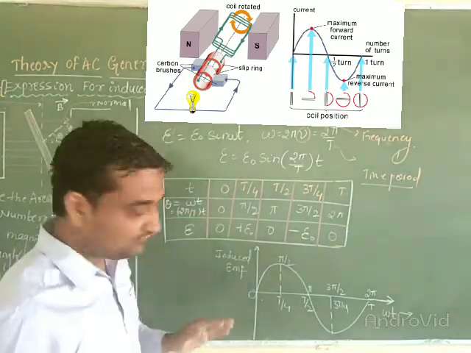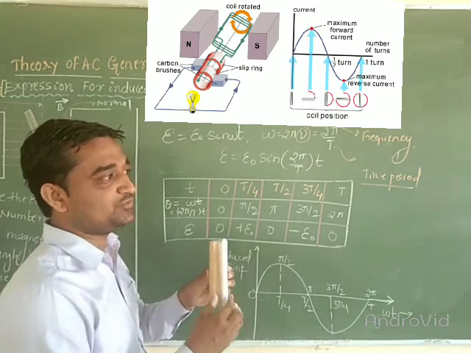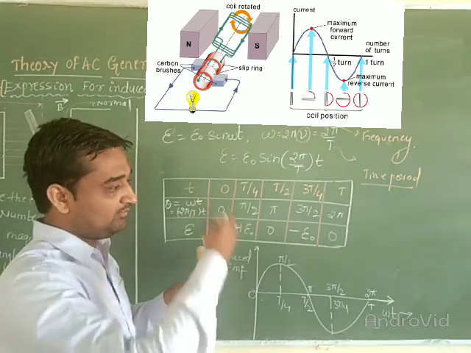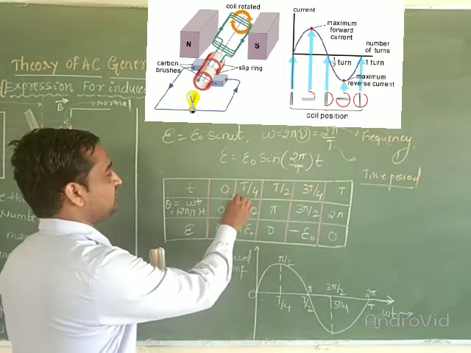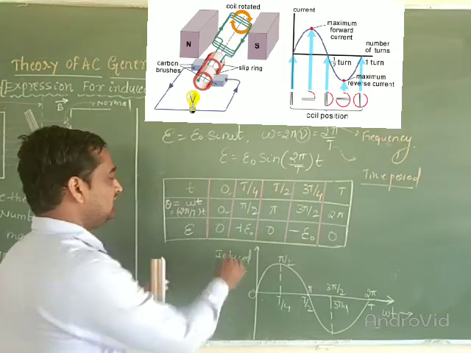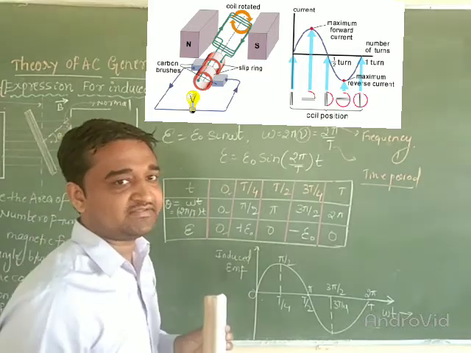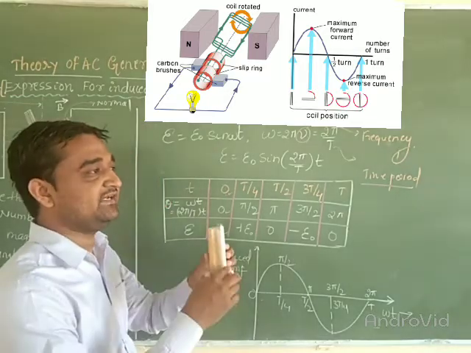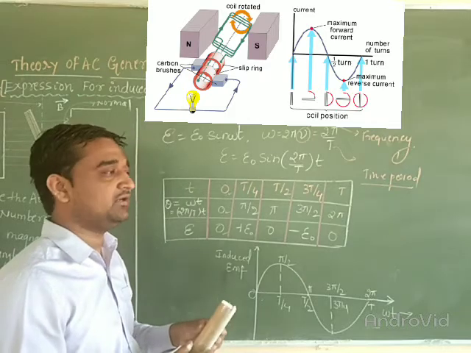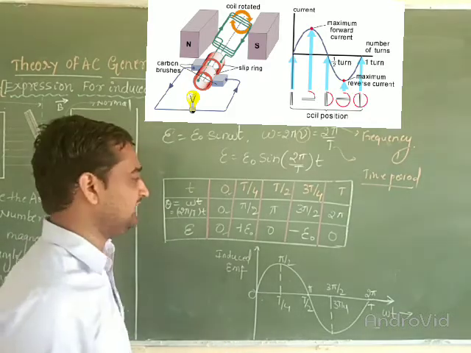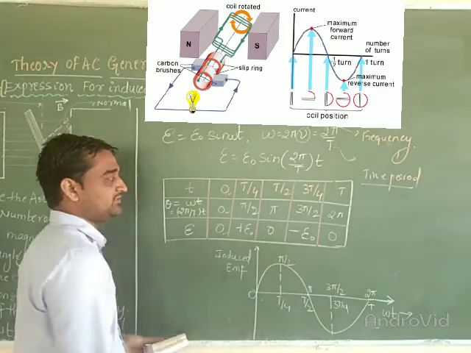So when time t is equal to 0, the coil is perpendicular to the magnetic field. That means initially theta is equal to 0 degree, time t is equal to 0, and the induced EMF is equal to 0, right? Initially the induced EMF is equal to 0 when the coil is not rotated. If the coil does not rotate, the induced EMF is equal to 0.